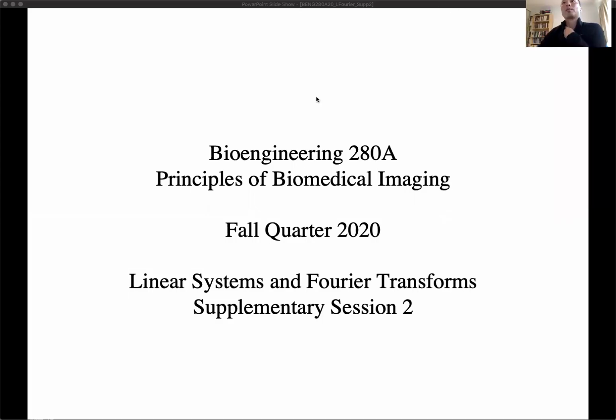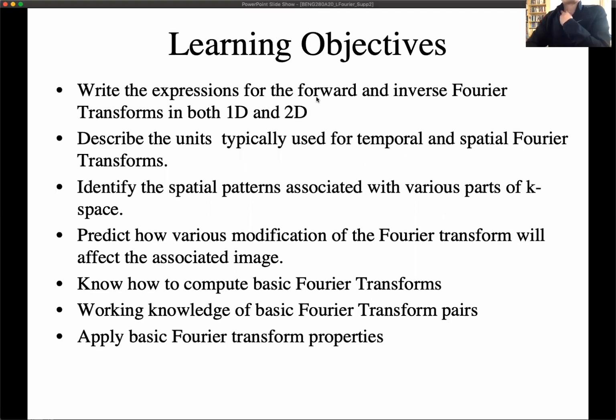Okay, so we're recording now, and this is the second supplementary session. Unfortunately, I won't be able to annotate today because the iPad's not working, so we'll just try our best with the computer. These are the learning objectives that we already went over, so I'm just going to skip over these in the interest of time.